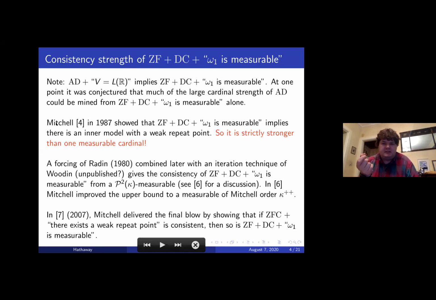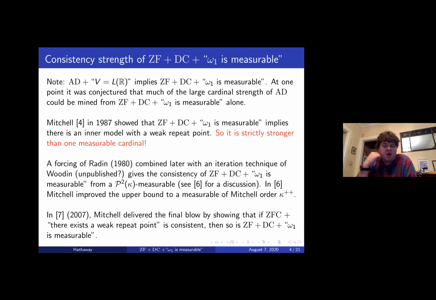So let's see if that's the case. In one direction, Mitchell showed that if ZF plus DC plus omega 1 is measurable. Excuse me, Dan, I think you're talking about ZF plus DC plus omega 1 is measurable via the club filter, because in the proof with YEC, if you just do the symmetric collapse, you're going to get ZF plus DC plus omega 1 is measurable. You're not going to have it measurable via the club filter, but I think that's what you mean here, is it not?